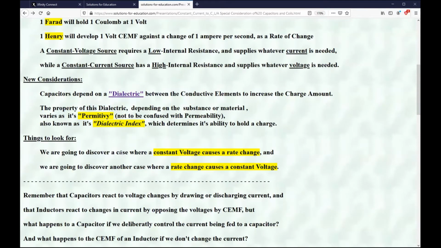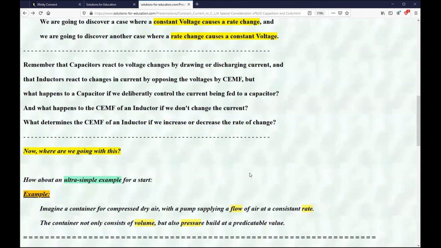As we go down this, we're going to discover where a constant voltage causes a rate change and a rate change causes a constant voltage. And you say, well, that sounds like a lot of double talk. All right, we're going to get to an area where it's not double talk at all. Okay, we remember this. Capacitors react to voltage changes by drawing a discharging current. Well, this is the way we normally think of it. We're going to depart from this tonight into a whole different mentality.